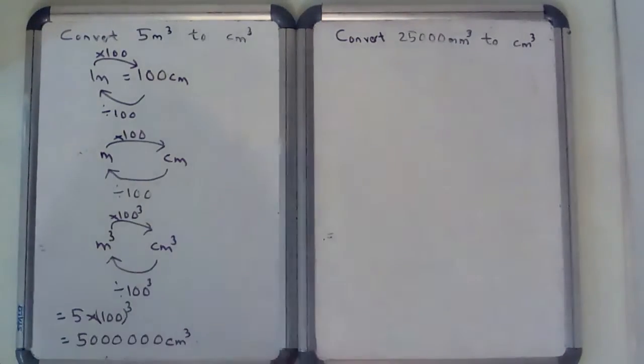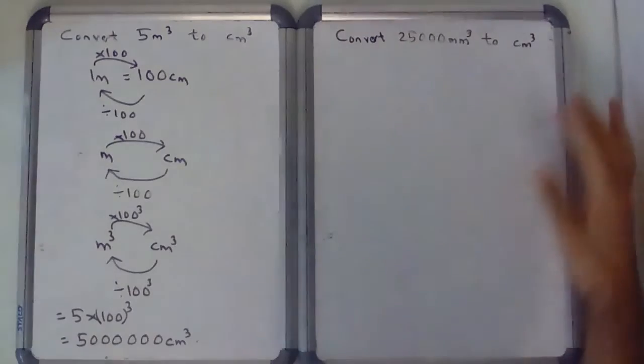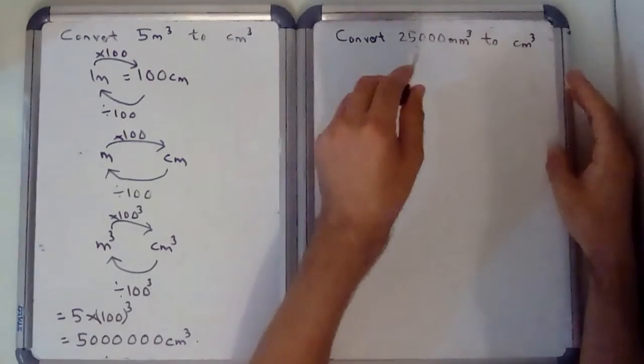Counting the zeros, 1, 2, 3, 4, 5, 6. So yeah, 5 million centimeters cubed in 5 meters cubed. Quite a lot.